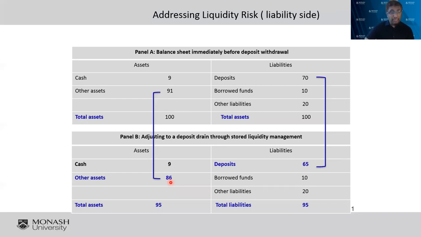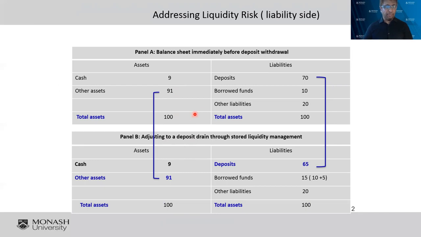Let's check what is the impact on the balance sheet. The balance sheet will decrease. Why? I used to have 100, now it's 95. So the first rule is, when we have a liquidity risk coming from the liability side, like withdrawals, and we deal with it from stored liquidity, which is the asset side, the balance sheet size will drop. So liability side risk, addressed through the asset side, the balance sheet size will drop. Let's look at the next case.